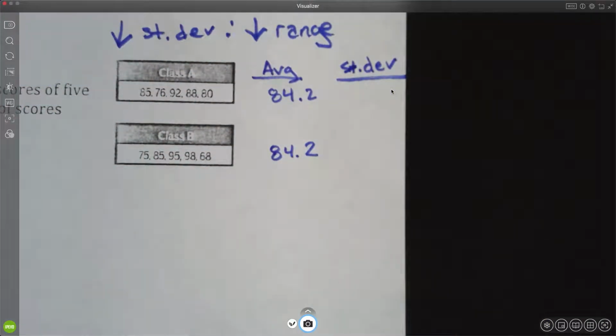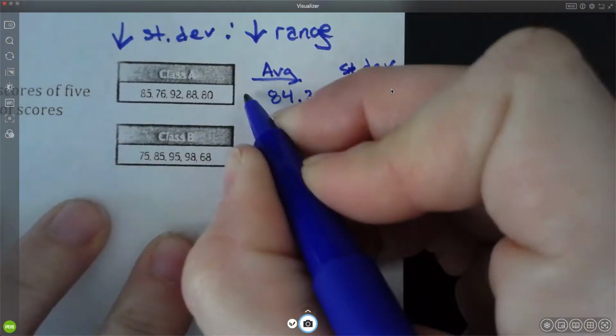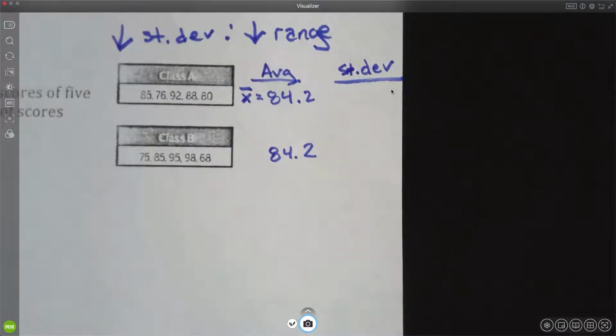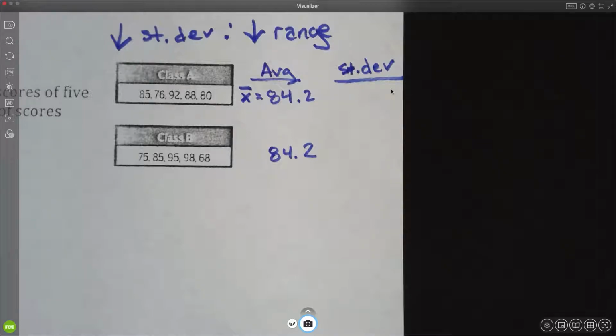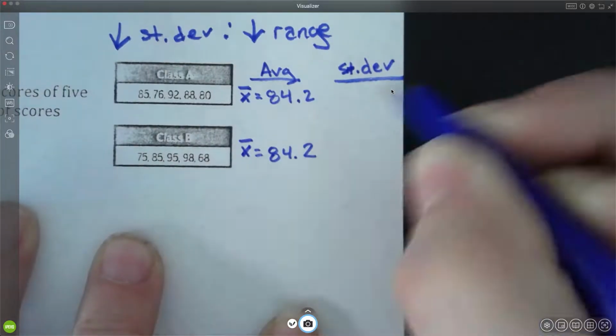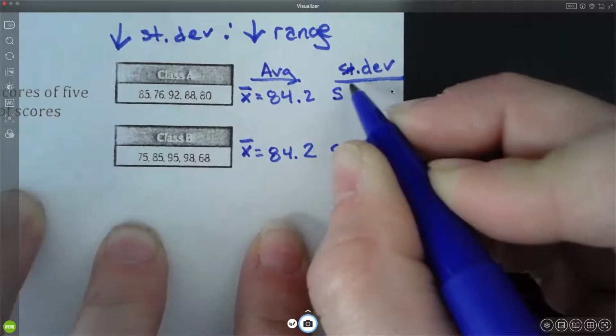Now, another little tidbit for you, because your calculator will use this notation. Average will be written as X bar. It's an X with a line over top of it. So your calculator will show that symbol, X bar. Same thing down here, X bar. Standard deviation, you're looking for a little S. That's what you're looking for for standard deviation.